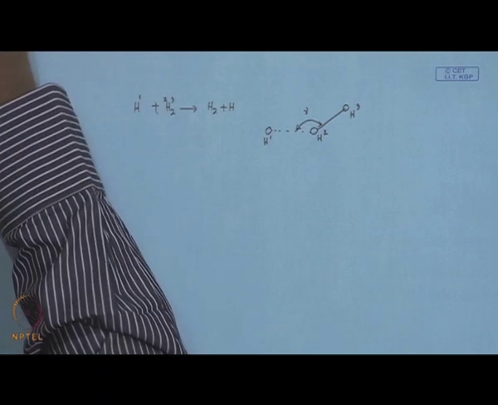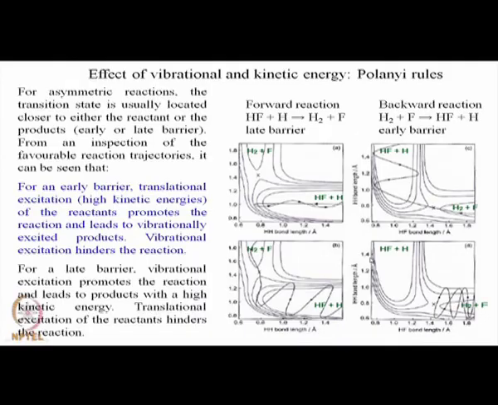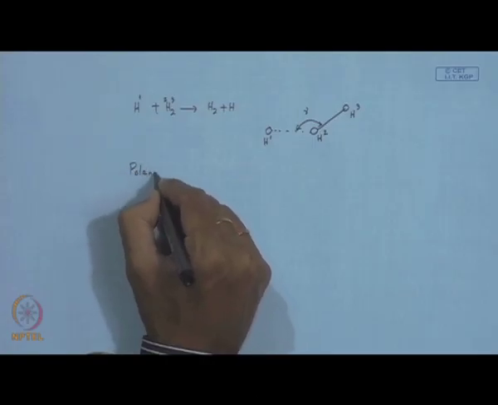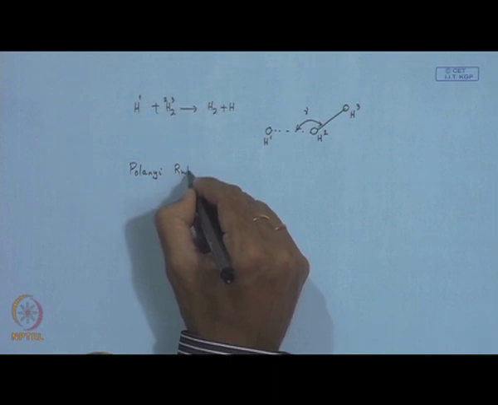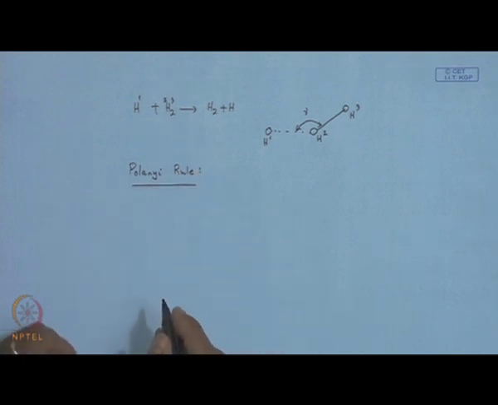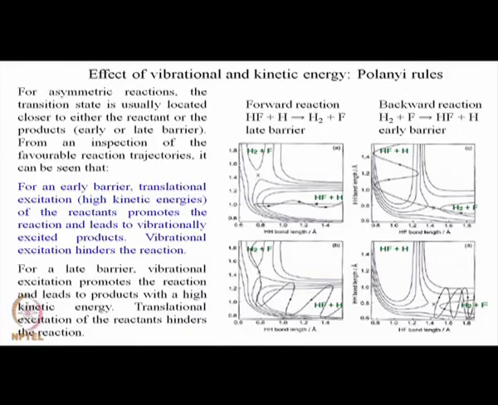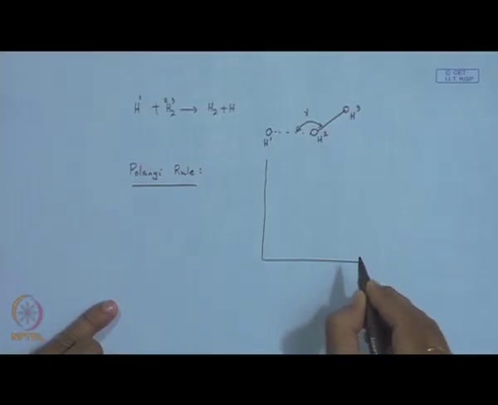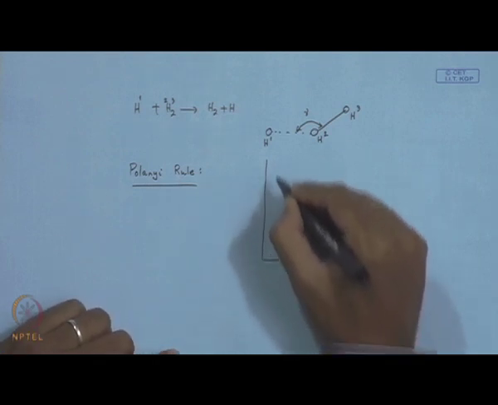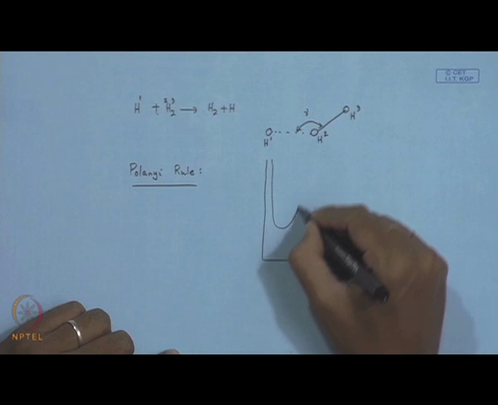Okay. Next, effect of vibrational energy and kinetic energy. So I already have given you a little idea in the last lecture, which is known as Polanyi's rule. So we'll just give you a little idea. Now, for a symmetric reaction, when the reaction is symmetric, then your potential energy, I mean the transition state, is symmetrically distributed. I mean, look at it.